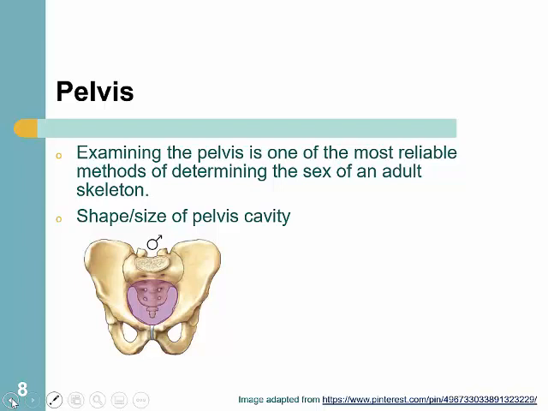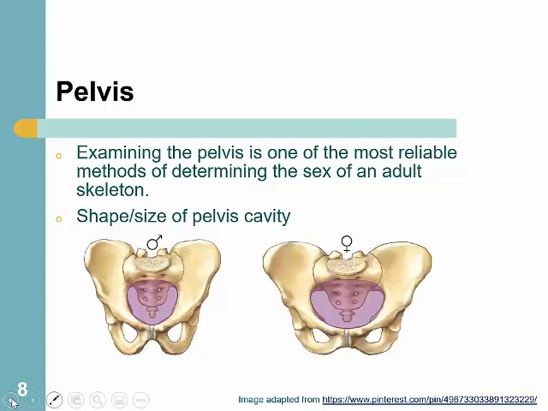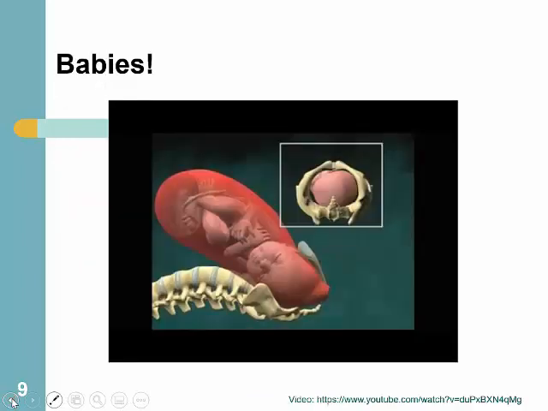Typically, we would describe the male opening to be somewhat of a heart shape, and you can contrast this to the female opening, which you can see is much more oval, kind of a flattened oval shape, and is also much larger. And just overall, you can see that the male hips tend to be slimmer than the female hips tend to be. And there's a good reason that the female hips are wider and that the pelvic opening is wider. And that, of course, is because of babies.